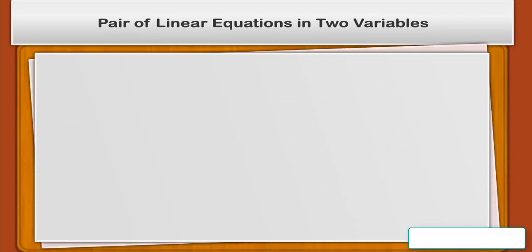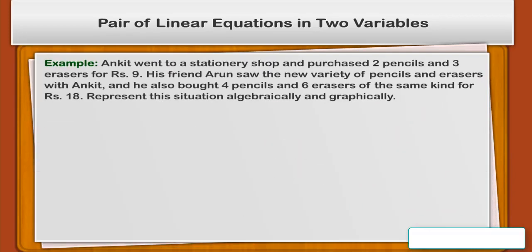Ankit went to a stationery shop and purchased 2 pencils and 3 erasers for ₹9. His friend Arun saw the new variety of pencils and erasers with Ankit, and he also bought 4 pencils and 6 erasers of the same kind for ₹18. Represent this situation algebraically and graphically. Let us start the solution.